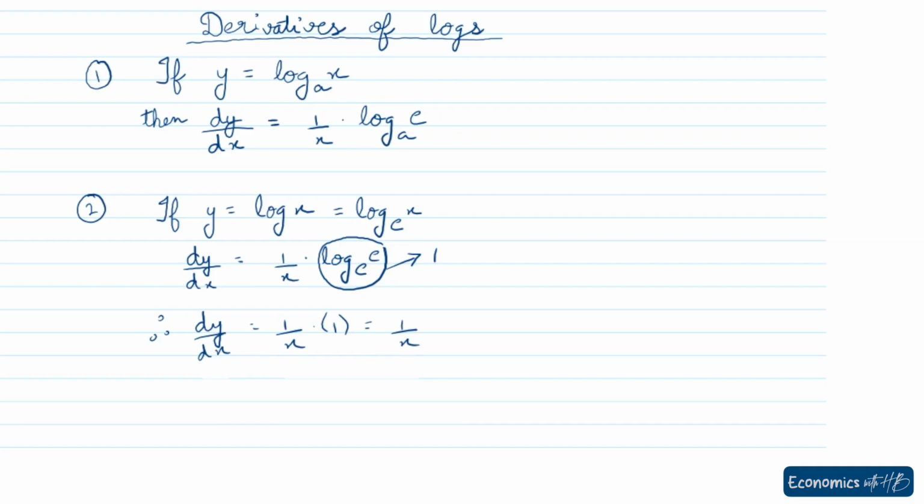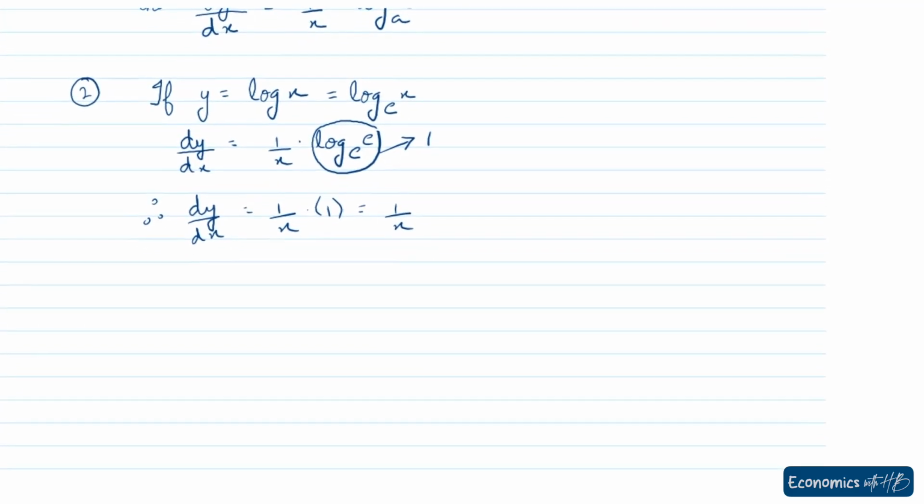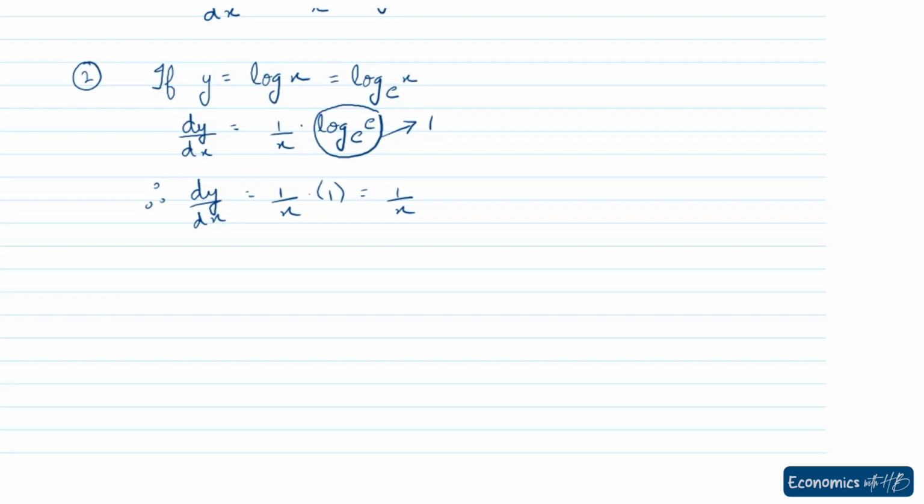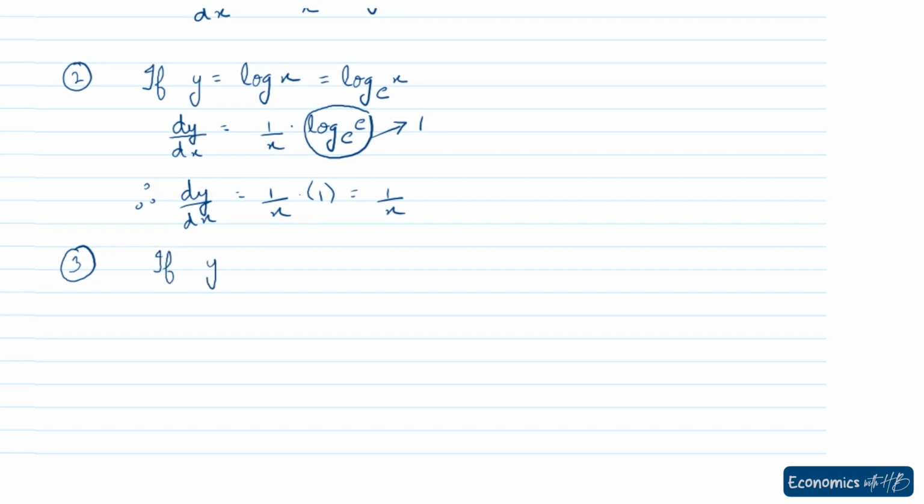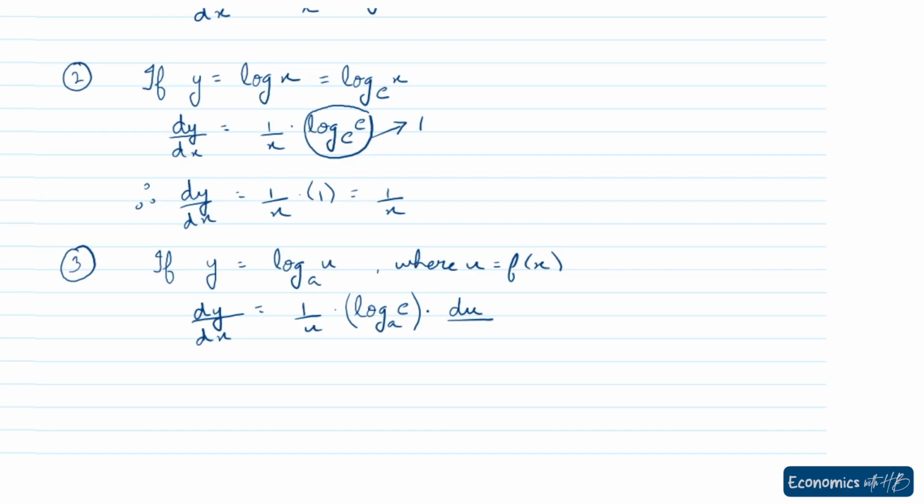Let's move on to the next derivative property. Till now we were taking the argument as x. If instead of x a function of x is given, let's assume u is a function of x, that is u is equal to f of x. Now we are given y is equal to log u to the base a. Here the derivative dy by dx is equal to 1 by u, because argument becomes the coefficient in inverse, so 1 by u into log e to the base a. Now we'll differentiate u as well. Remember the chain rule that we did in one of the previous lectures.